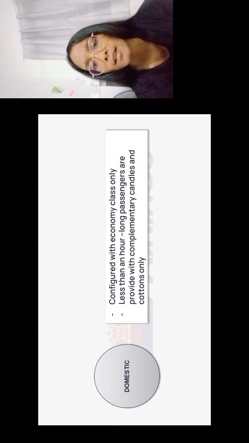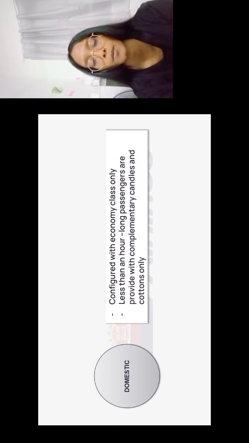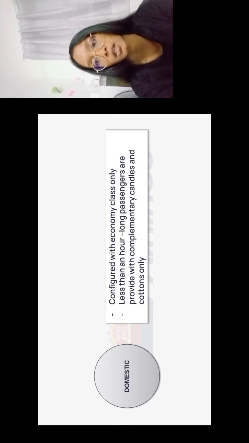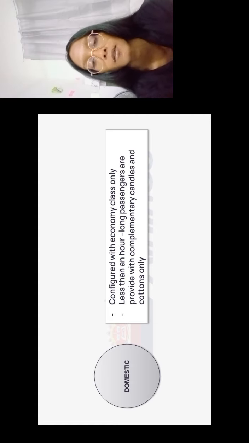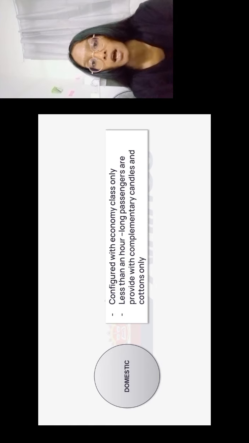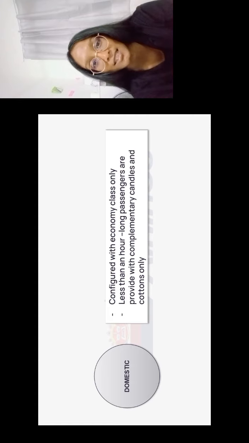So next I'm going to talk about the domestic cabin. In the domestic cabin there is one type of class, which is economy class. Nepal Airlines domestic fleets are configured with economy class only. Since most of the domestic flights are less than an hour long, passengers are provided with complimentary candies and curtains only. So I think you guys should be able to understand it.